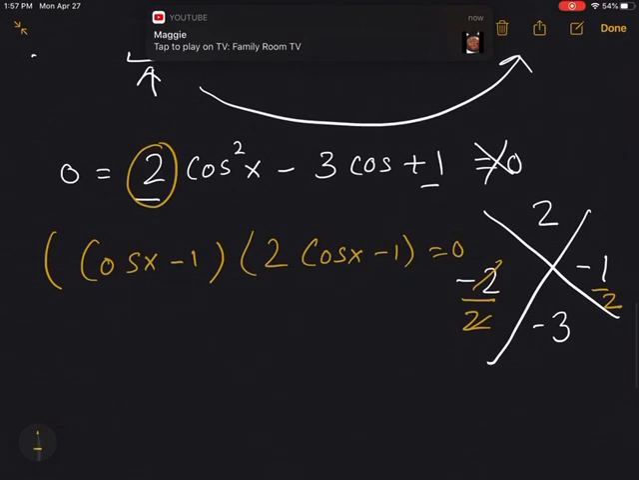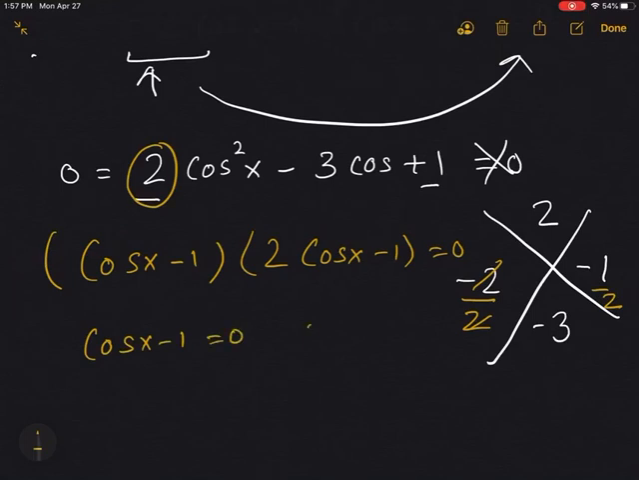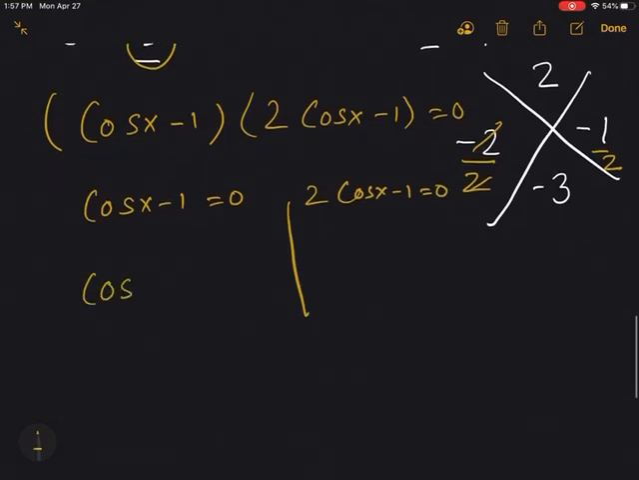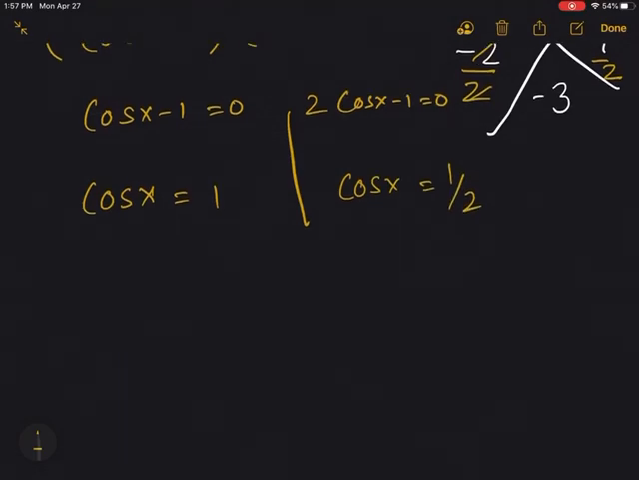Now pretty much you just have to set each one equal to 0. So I have cosine x minus 1 equal to 0, and 2 cosine x minus 1 is equal to 0. Solve each one. This is cosine x is equal to 1. This is cosine x is equal to 1/2. Almost there. This one, again, cosine is equal to 1, so it means it's going to be a quadrantal angle.